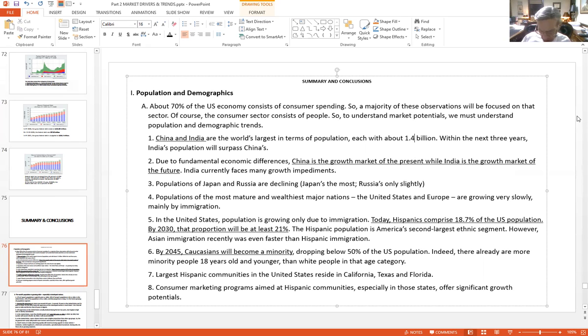So if you're trying to sell products or services in those states, and frankly, several others, you probably need to be able to do it in Spanish language and appeal to Hispanic tastes and culture.